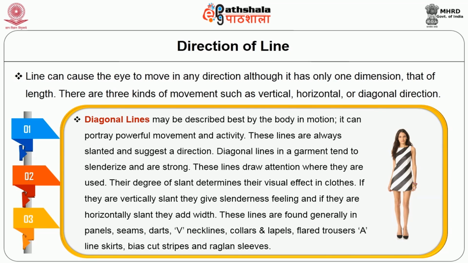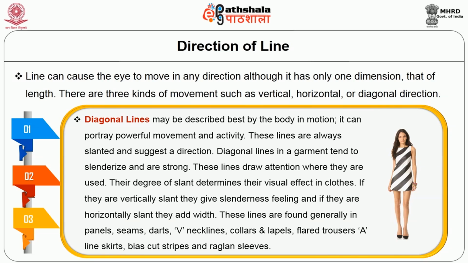Diagonal lines may be described as the best line since it follows the body motion. Diagonal lines portray powerful movement and activity. These lines are always slanted and suggest a direction. Diagonal lines in a garment tend to slenderize the body and are seen to be very strong.